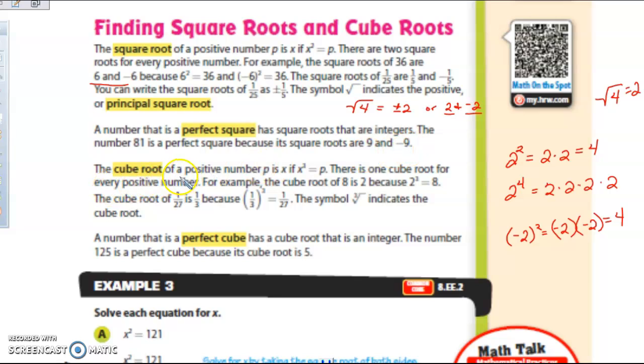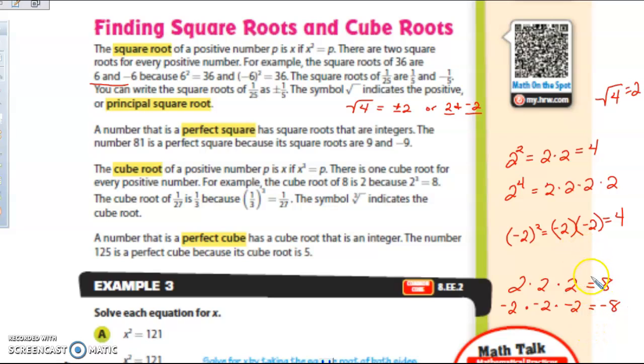The cube root of a positive number: there is one cube root for every positive number. For example, the cube root of 8 is 2 because 2 to the 3rd power is 8. So if I take 2 times 2 times 2, I get positive 8. If I do negative 2 times negative 2 times negative 2, I get a negative 8.